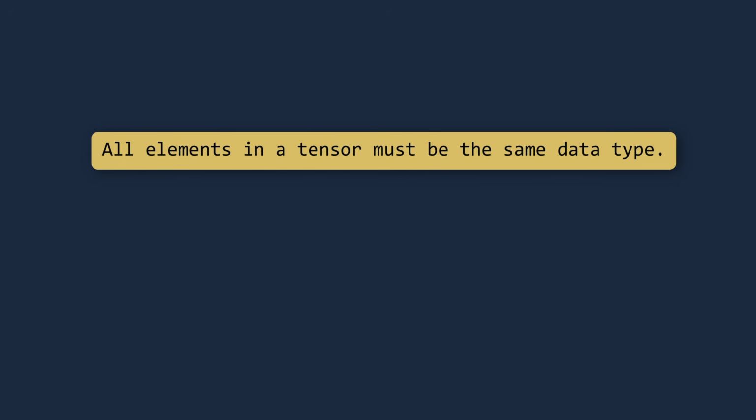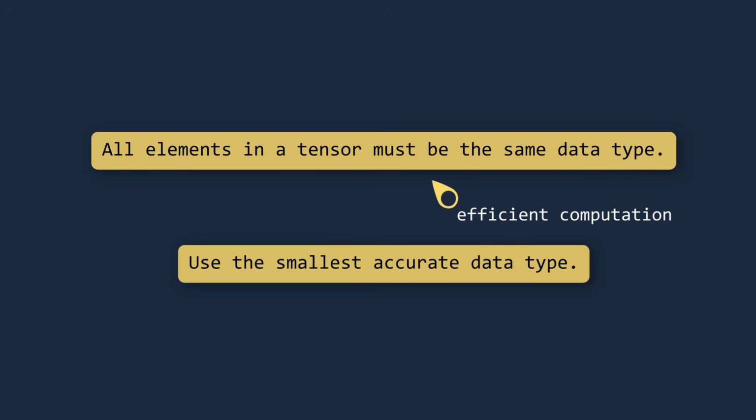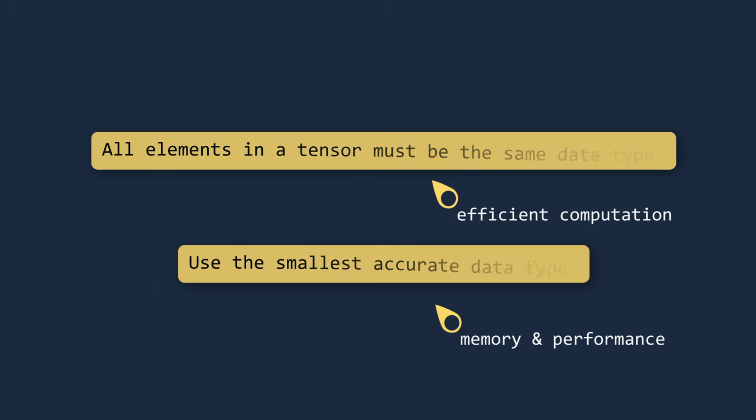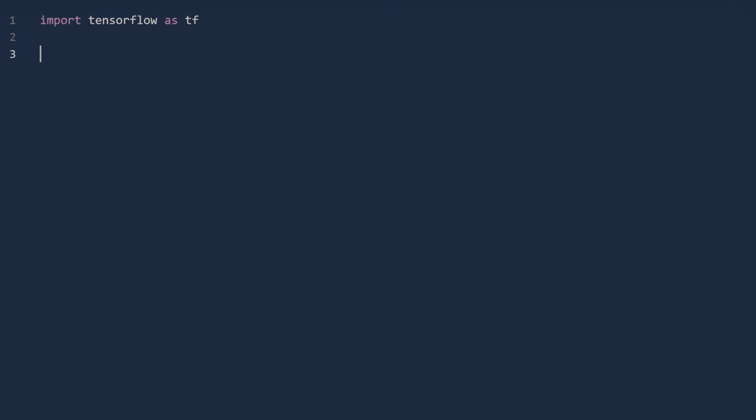Time for more restrictive rules. In TensorFlow, every element in a tensor must share the same data type. This requirement ensures efficient computation. It is also wise to use the smallest data type that can accurately represent your data. This conserves memory and improves performance. Let us explore TensorFlow's type system with a demonstration.